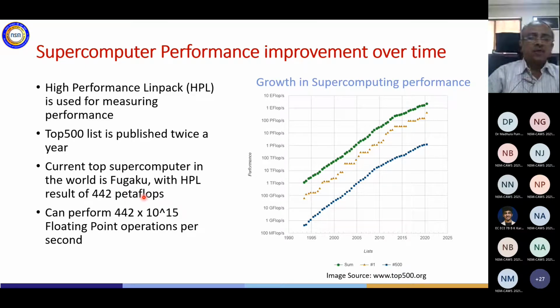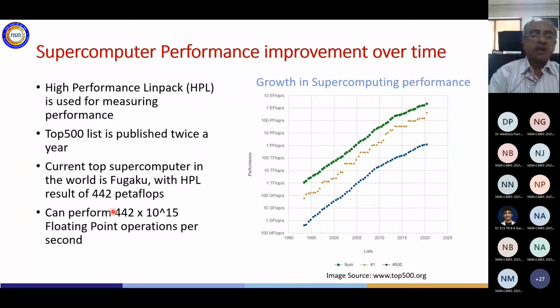So what does this 442 petaflop mean? Flop means floating point operations per second. And peta, like you have mega, which is 10 raised to 6, then giga, tera, and peta makes it 10 raised to 15. So 442 into 10 raised to 15, and 10 raised to 18 would be exaflop. So almost half an exaflop is the performance.